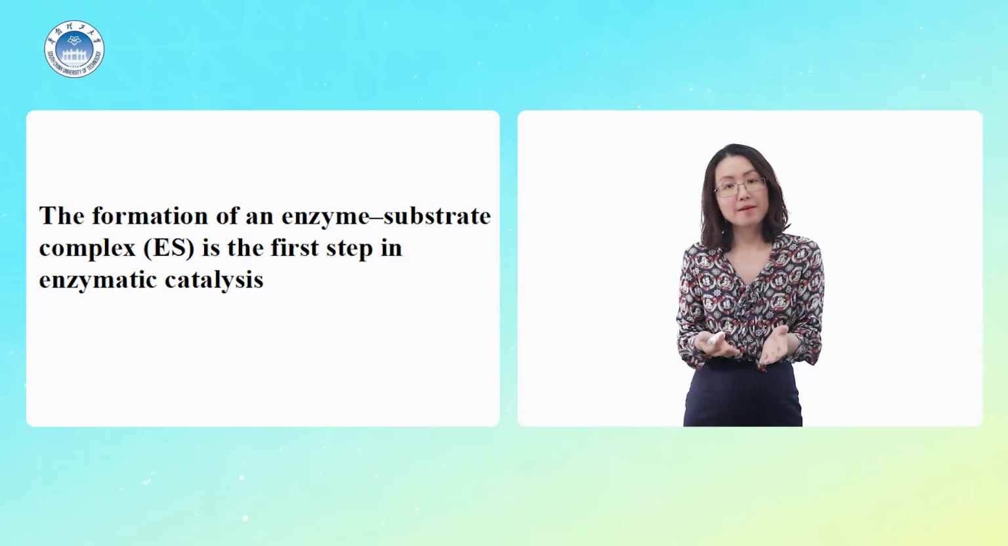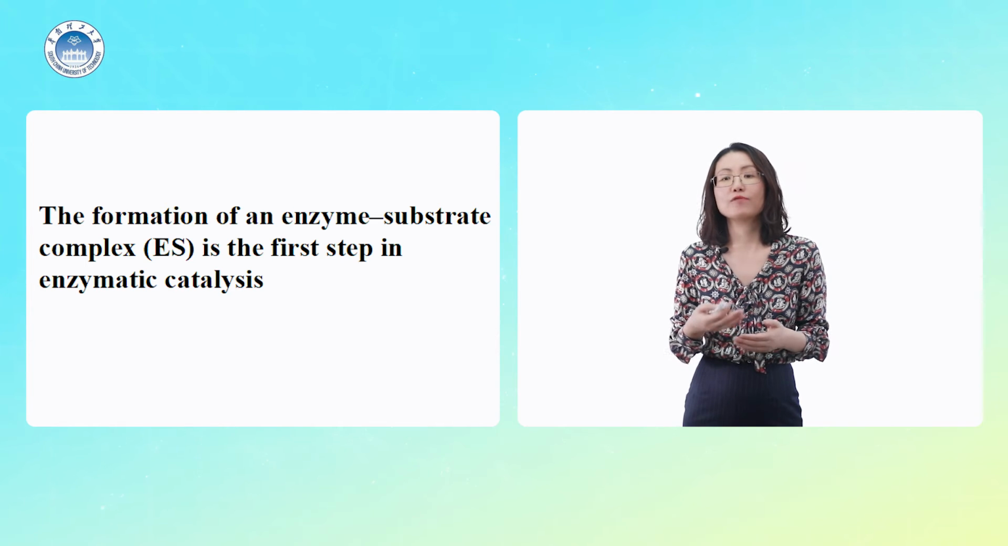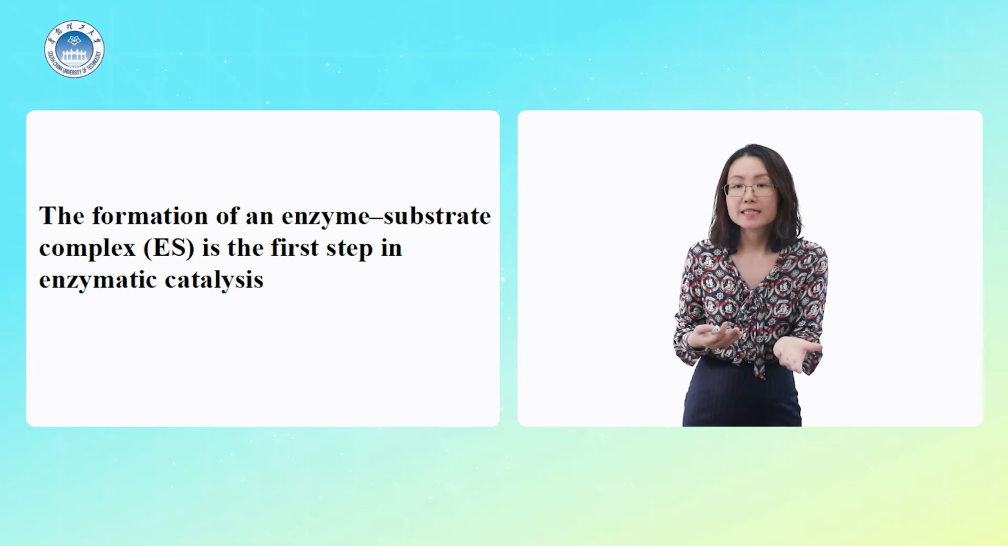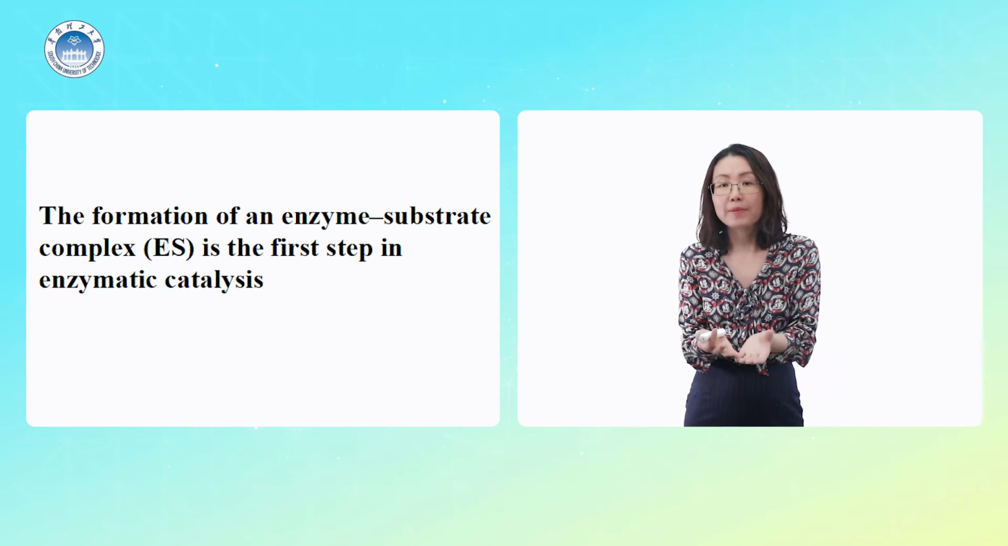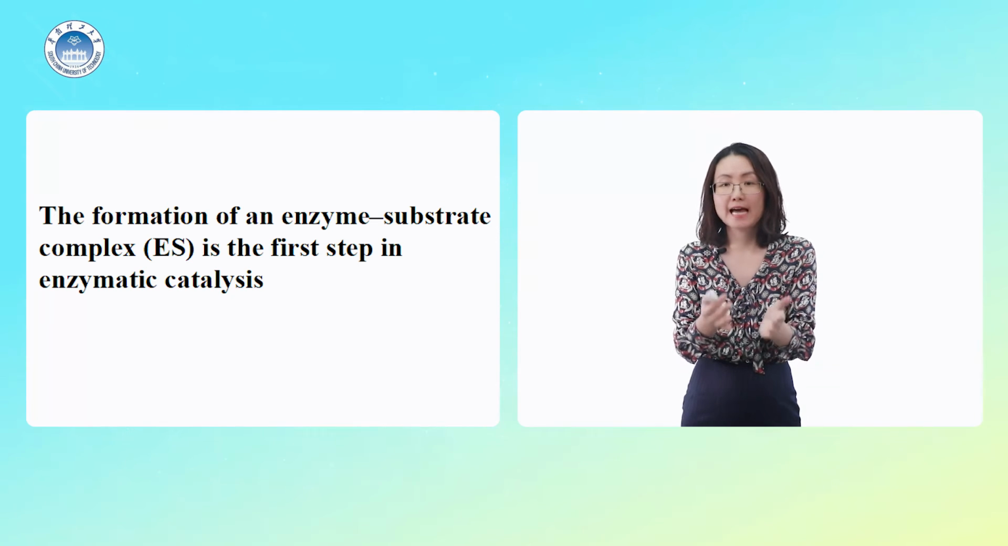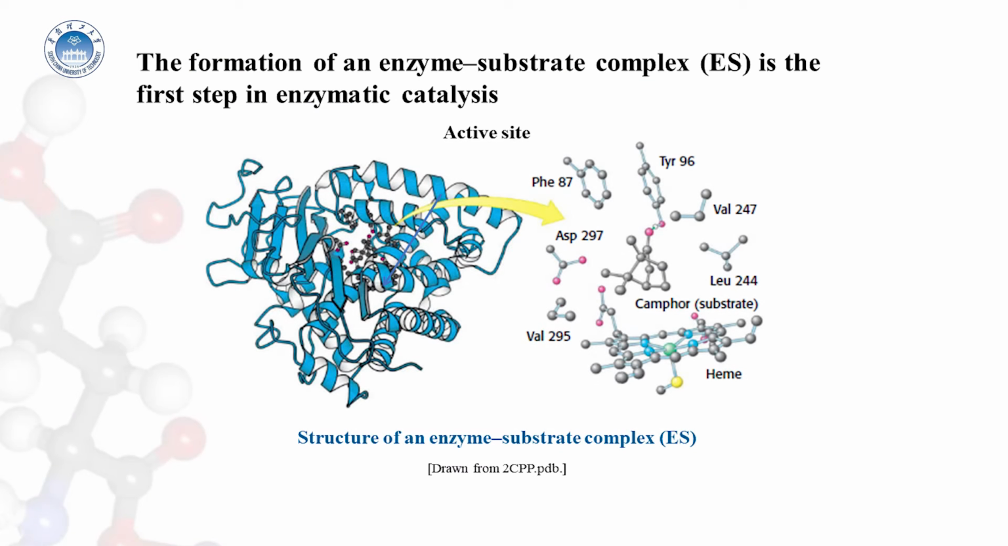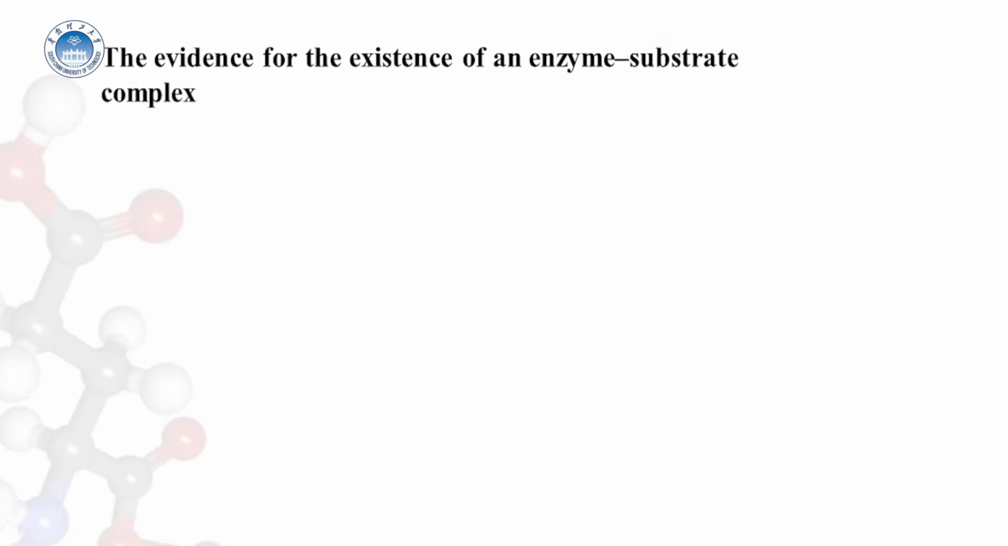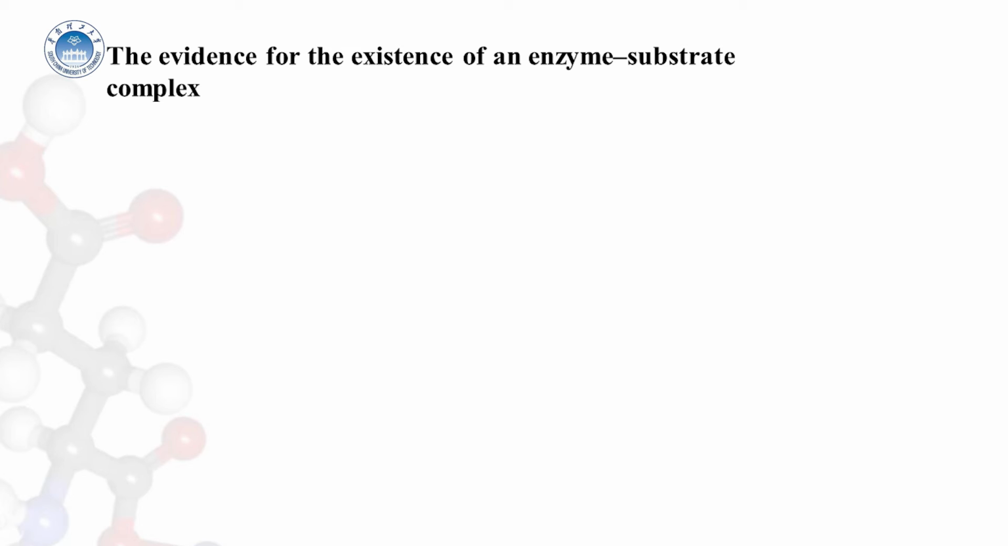Thus, the first step in catalysis is the formation of an enzyme substrate complex, short for ES. It shows here an enzyme substrate complex, ES complex: on the left is the enzyme cytochrome P450, and it is bound to its substrate camphor as shown on the right. What is the evidence for the existence of an enzyme substrate complex?